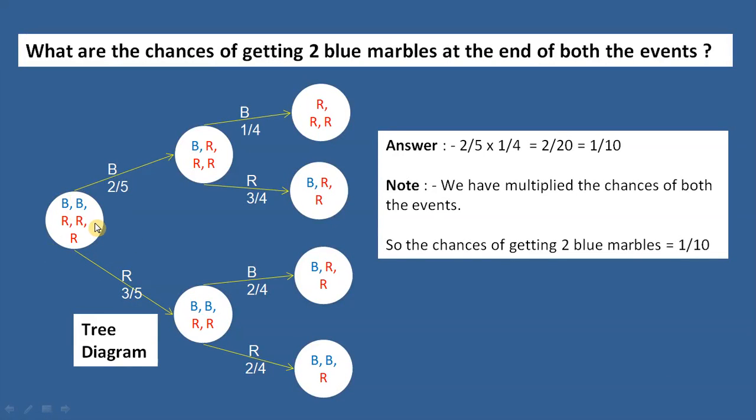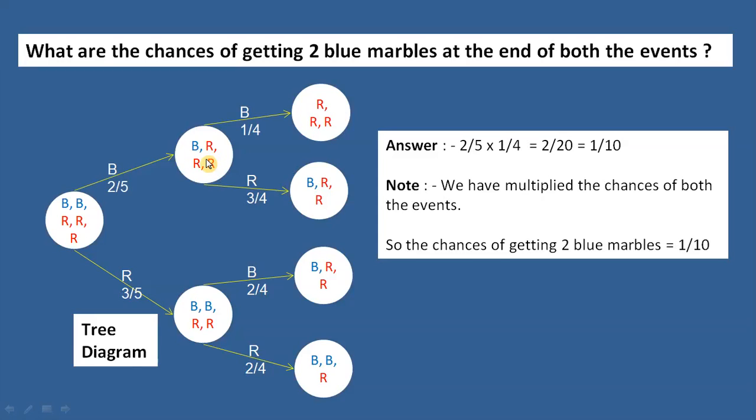Consider this as a bag which consists of 3 red marbles and 2 blue marbles. The probability of getting a blue marble as the first event will be 2 by 5, because we have 2 possible chances of getting blue marbles and a total of 5 outcomes. That is why it is 2 by 5. Similarly, the possibility of getting a red marble in the first event is 3 by 5, because we have 3 red marbles in the bag and there are 5 outcomes in total.